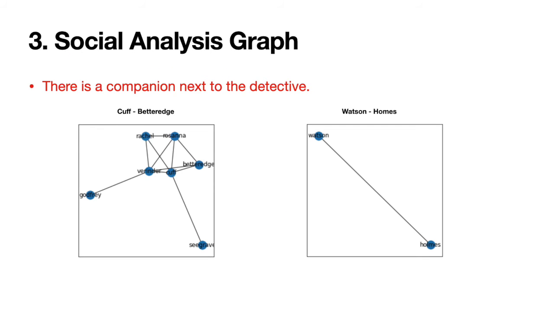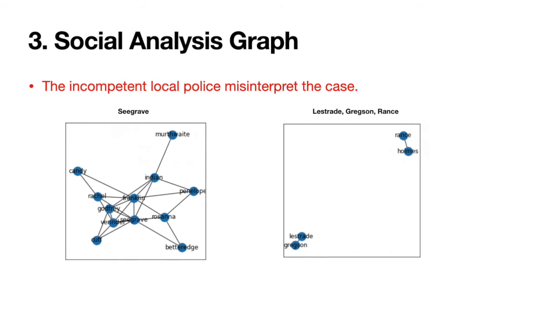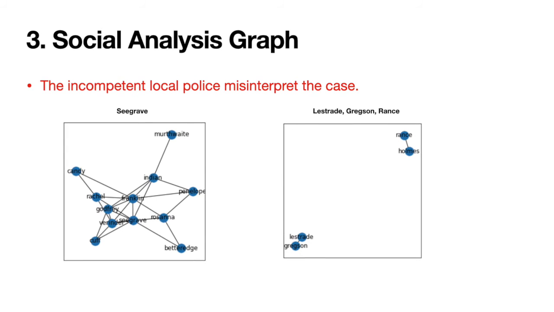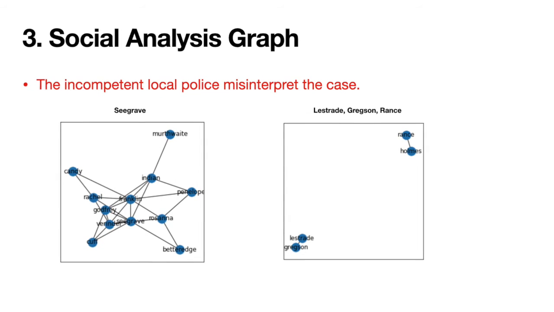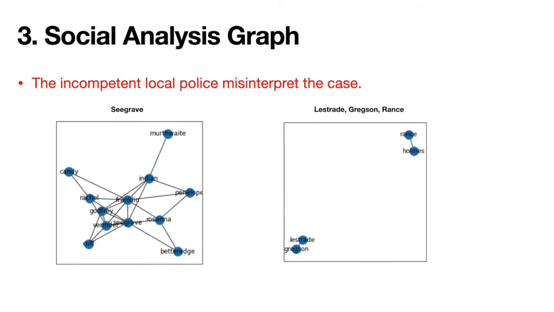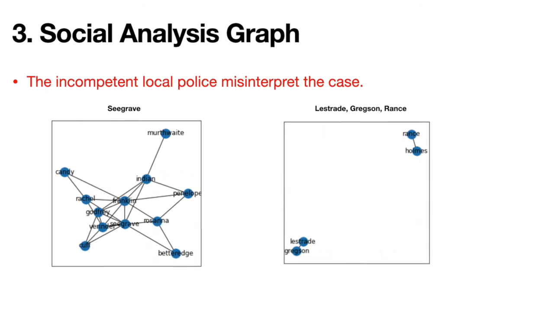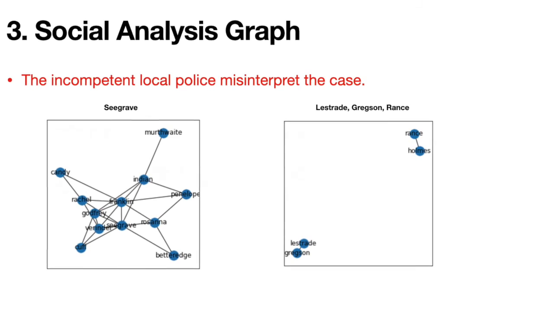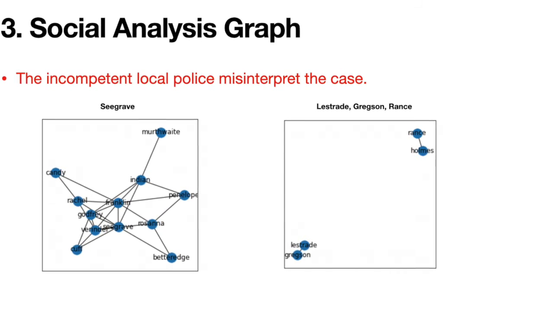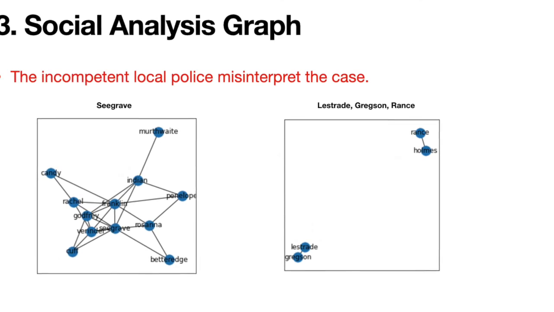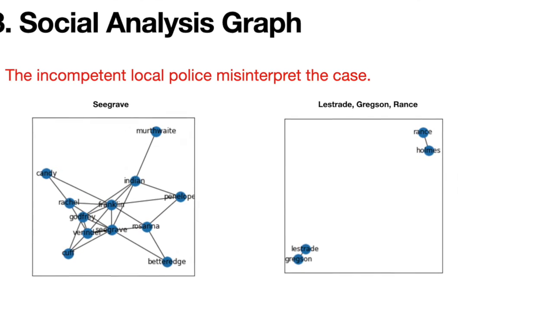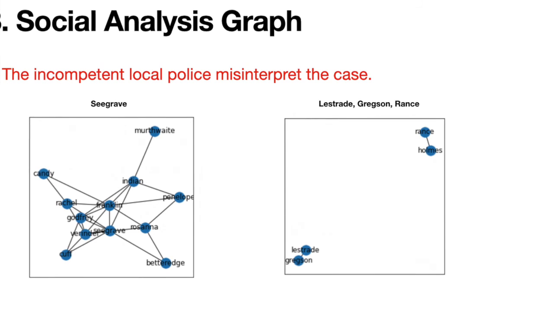There are several other characteristics. The first is the detective's colleague: Betteridge in Moonstone, Watson in Sherlock Holmes. Next, the local police appear and interpret the case wrongly. For example, Seagrave assumes Penelope is the culprit, and Sergeant Cuff assumes Rosanna and Rachel are the culprits. Similarly, in Sherlock Holmes, Lestrade makes a wrong guess.